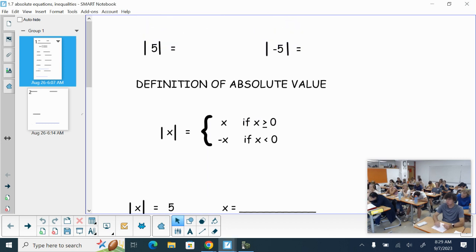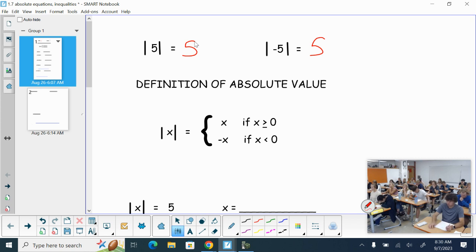First two questions up there. Absolute value of 5 and negative 5. Write your values down. What's the absolute value of 5 and negative 5? Jacob, what do you get for both of those? 5. 5. That is correct.